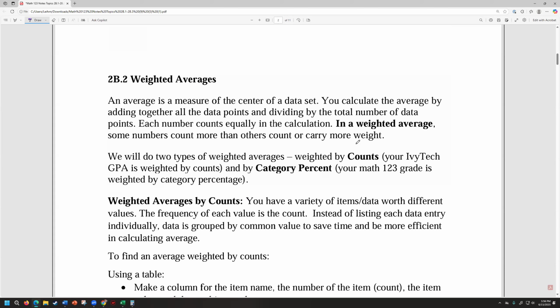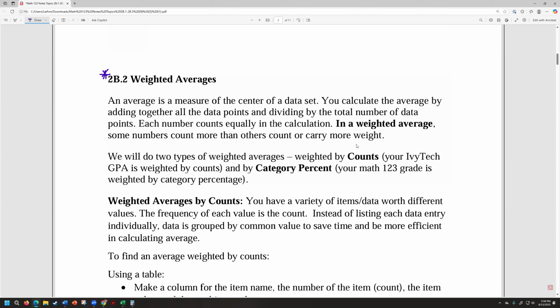2B2 is weighted averages. Now, this right here, you want to put a star by this when you take your notes. This is what you're going to want to fall back on when you're looking at Project 1. Project 1 is all about a weighted grade book and a GPA calculation. So it has everything to do with this specific section.